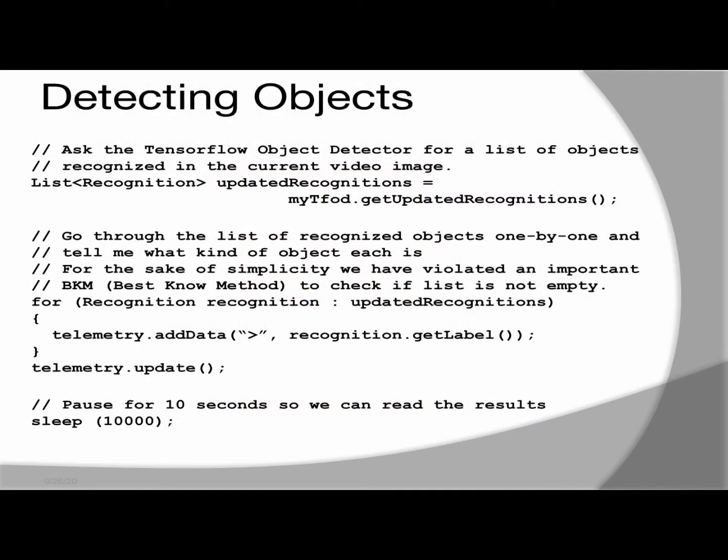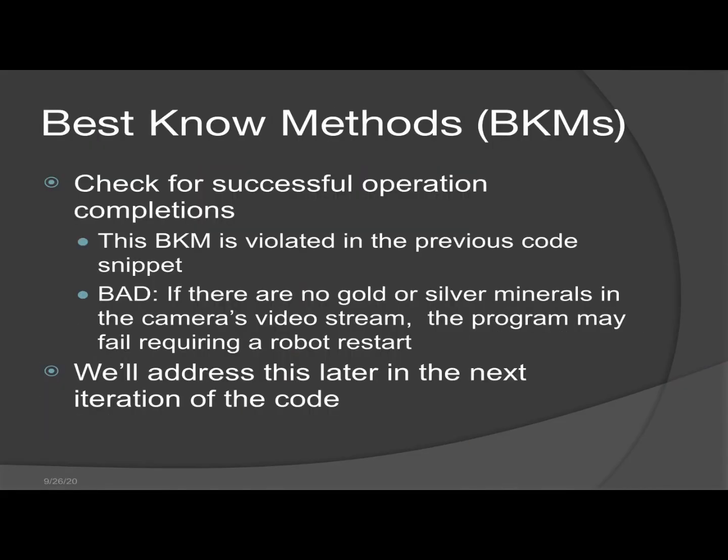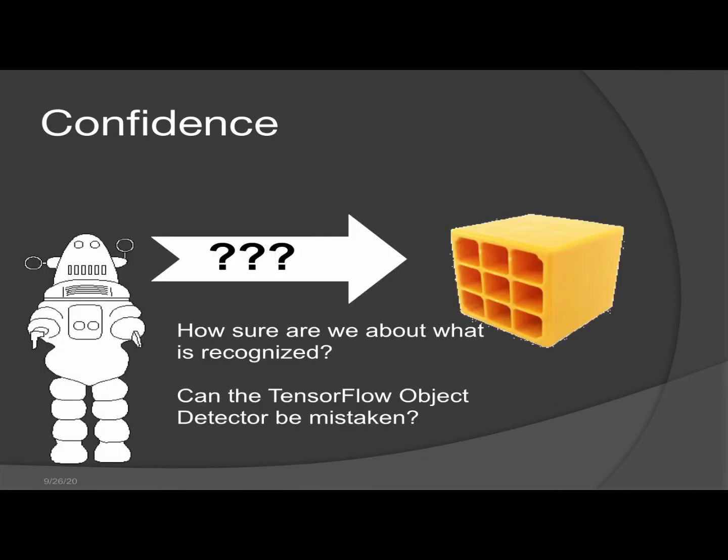Let's take a look at this code one more time. So what I said is each time we went through this loop, each of the 5 times we got a recognition. And that was one of the 5 items that we could recognize. And then we asked it a question to get its label. For example, again, gold mineral or silver mineral. Are there other questions that we can ask? Well, yes, there are. And so one of the questions we want to know is how confident is the Tensorflow object detector that it recognized something of interest.